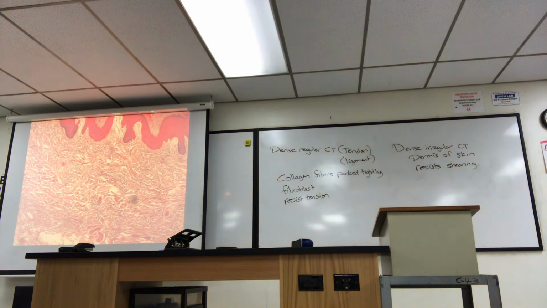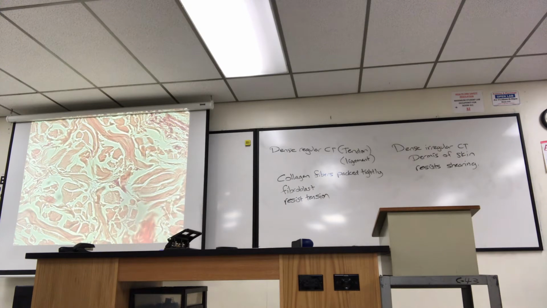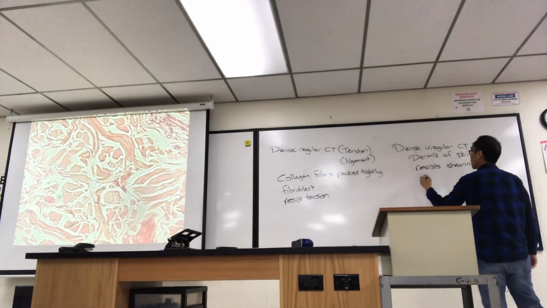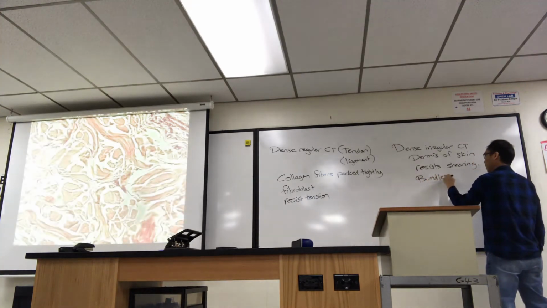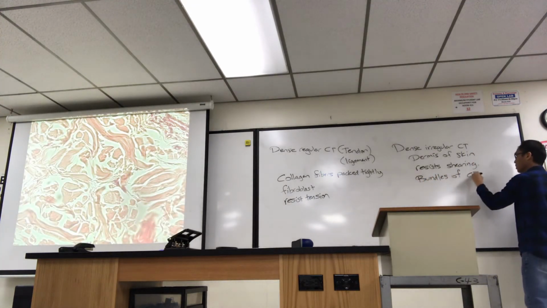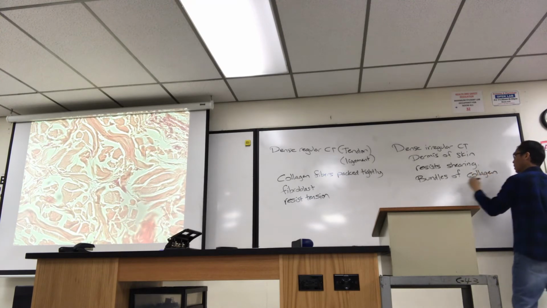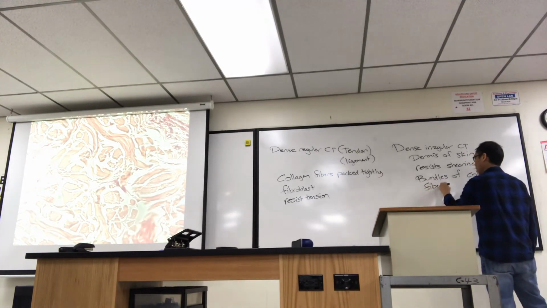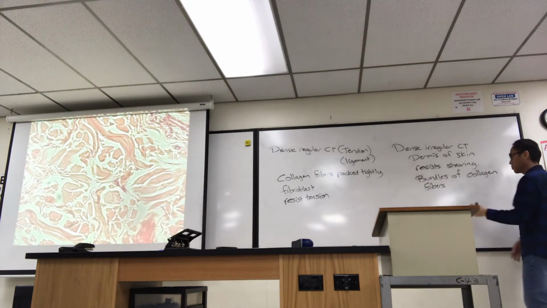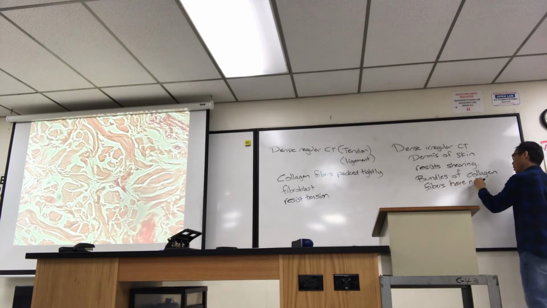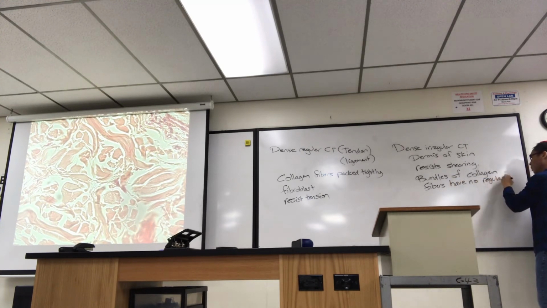There's another picture. This is 100x, and when you look at 400x, you can see there's no normal arrangement. You have all these bundles of collagen fibers, and they run every which way. Bundles of collagen fibers have no regular orientation. That's why it's an irregular tissue.